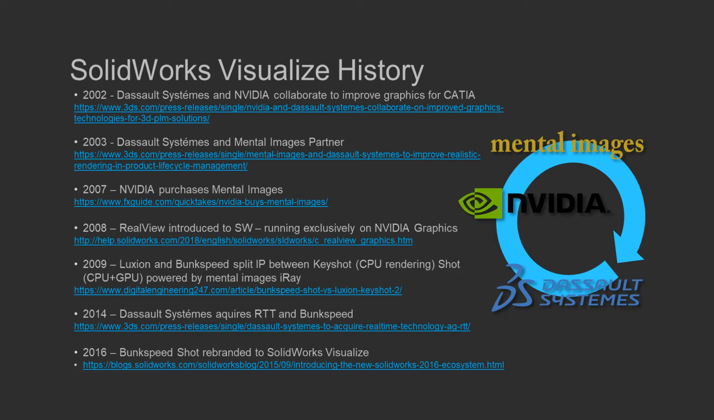In 2014, Dassault Systèmes acquires RTT, and at the same time, they get Bunkspeed with that. And then, of course, in 2016, Bunkspeed is rebranded to be SolidWorks Visualize. So it doesn't take a rocket scientist to connect the dots about how Visualize came to be, especially with existing rendering systems that were already being offered from SolidWorks.